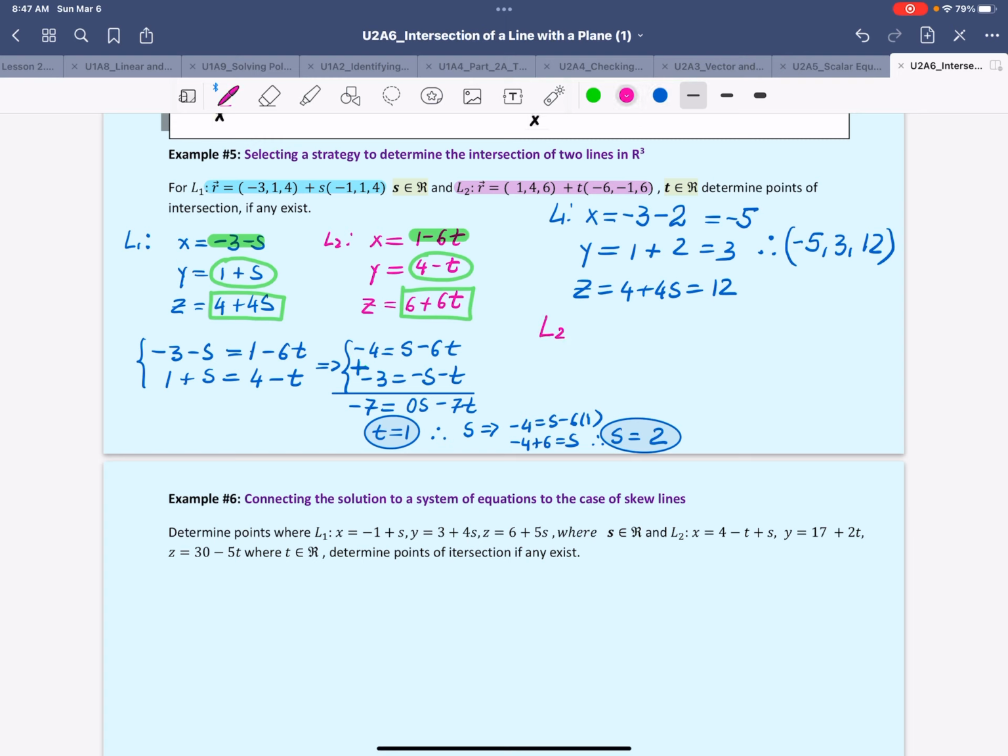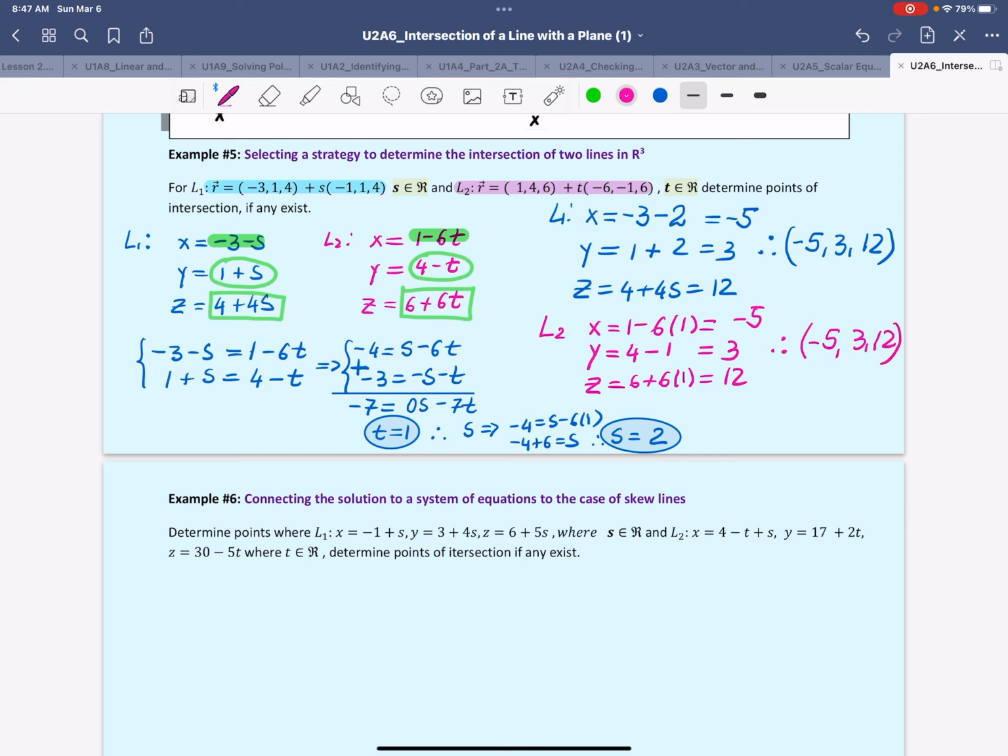For line L2, we're using t equals 1. So we'll have the x-coordinate 1 minus 6 times t. So 6 times 1, that will give negative 5. For y-coordinate, we have 4 minus t, so 4 minus 1, that's 3. And for z-coordinate, we have 6 plus 6t, so 6 times 1, which is 12. So the point of intersection for line L2 has to be at negative 5, 3, and 12.